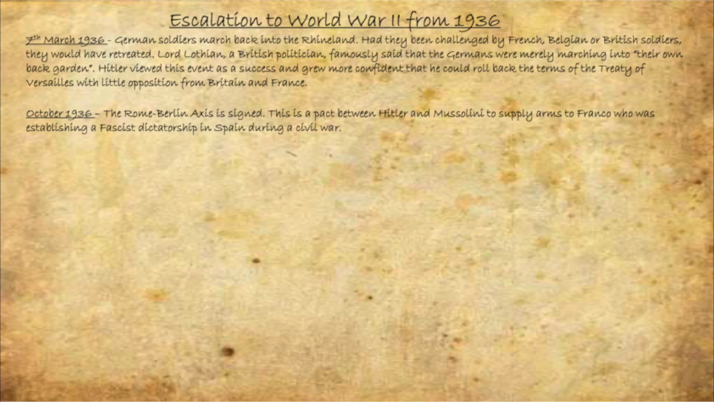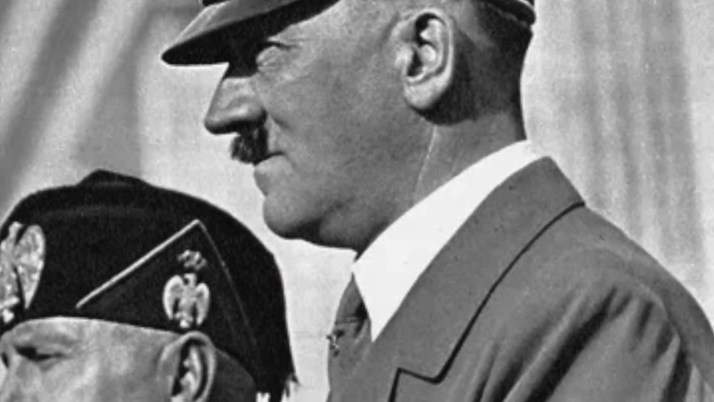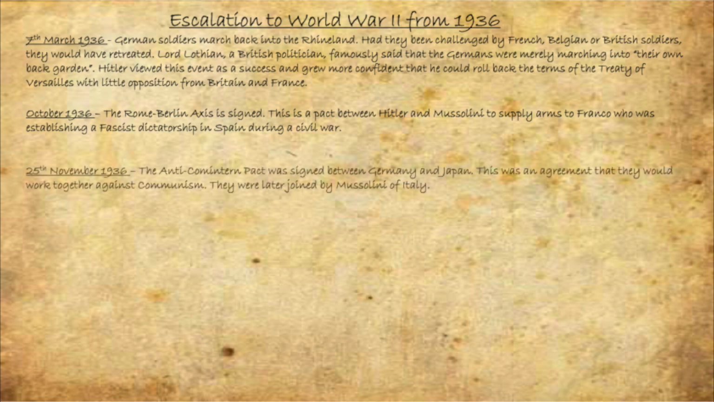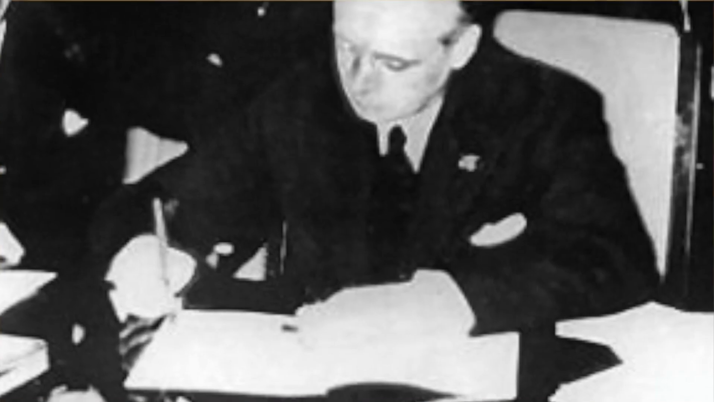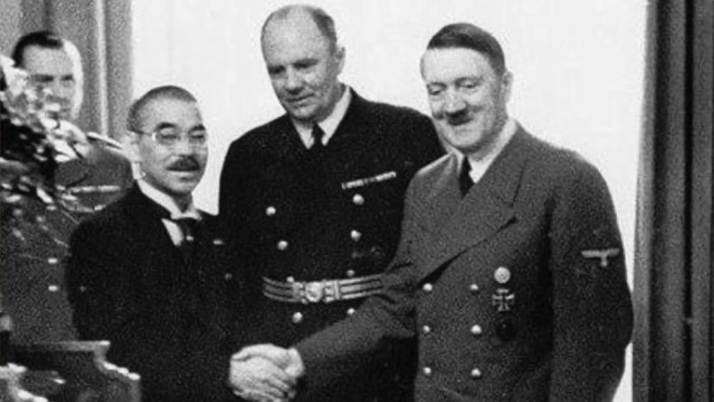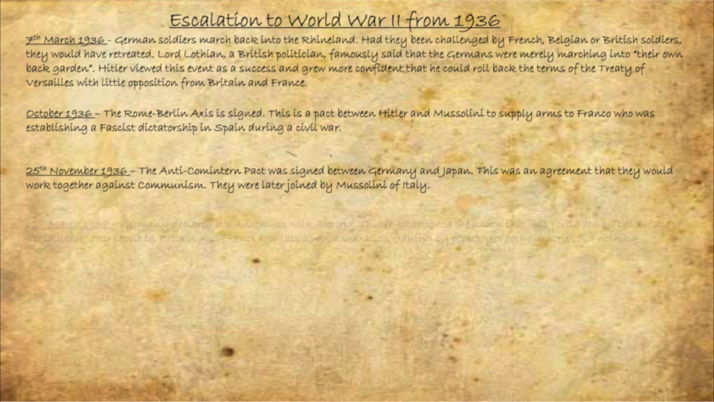October 1936, the Rome-Berlin Axis is signed. This is a pact between Hitler and Mussolini to supply arms to Franco, who was establishing a fascist dictatorship in Spain during a civil war. 25th of November 1936, the Anti-Comintern Pact was signed between Germany and Japan. This was an agreement that they would work together against communism. They were later joined by Mussolini of Italy.